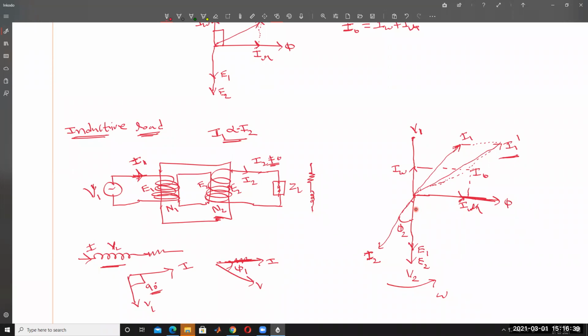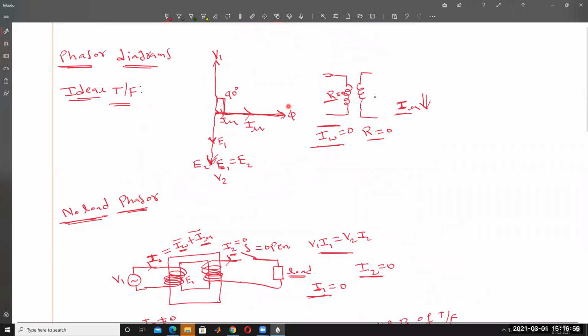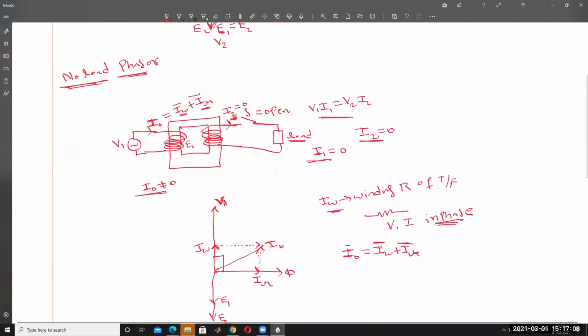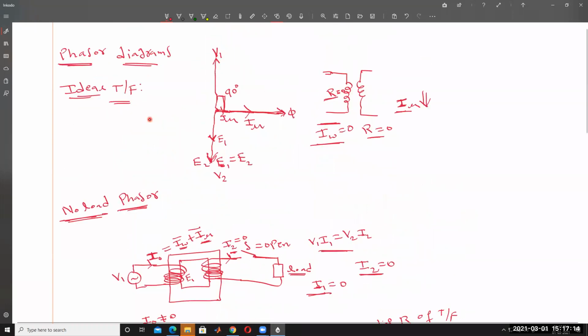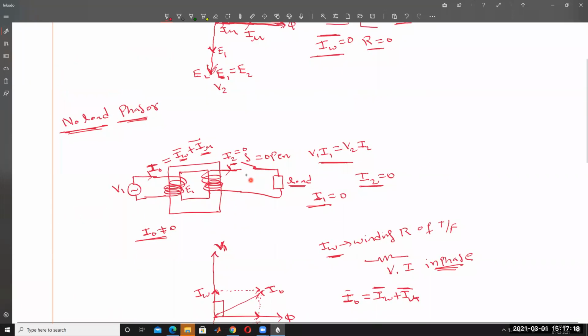For ideal conditions, you will get the phasor diagram of the transformer like this. There is no load current, I0 is almost 0. This is the no load phasor diagram. Under no load condition, the current drawn from the supply is equal to 0, I2 is equal to 0, so there is only current I0. This is called an ideal transformer. This is called a practical transformer, under no load condition.